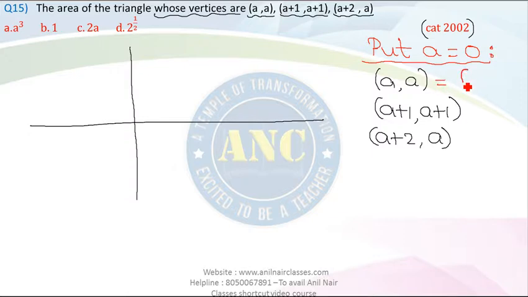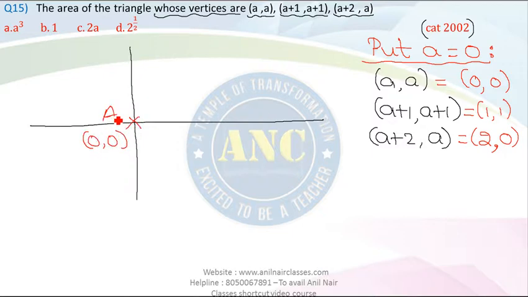Why a equals 0? Easiest value. The first point (a+1, a+1) will become 0 plus 1 comma 0 plus 1, and (a+2, a) is 2 comma 0. That means 0 comma 0 is my first point. I will call it point A. 1 comma 1 is my second point. I will call it point B. And then 2 comma 0 is my third point. I will call it point C, right? Now if I join these 3 points, whatever I am going to get is nothing but a triangle, right?